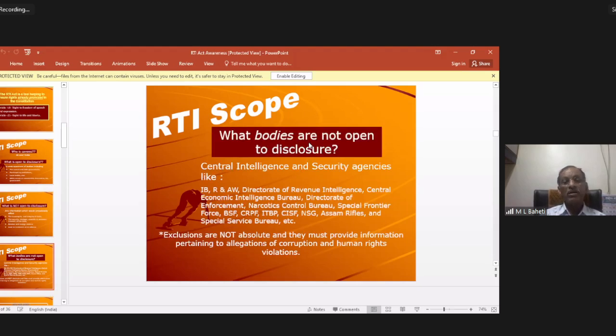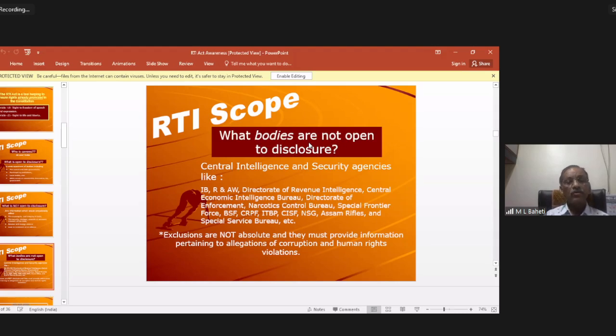What bodies are not open to disclose? There are some central and state government bodies that are not open to disclosure. For example, IB, RAW, Directorate of Revenue Intelligence, Central Economic Intelligence Bureau, Directorate of Enforcement, Narcotic Control Bureau, Special Frontier Force, Special Service Bureau, ITBP, CISF, like that.